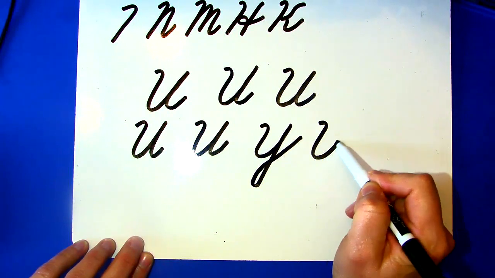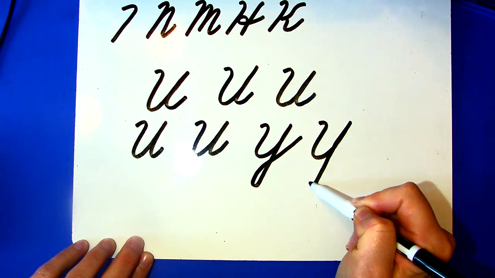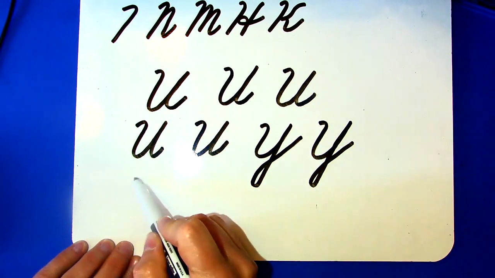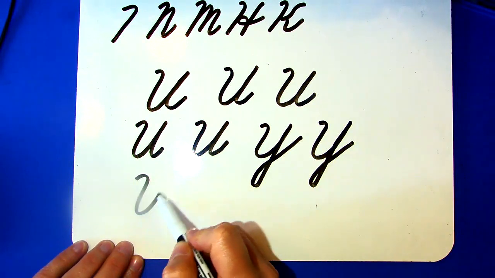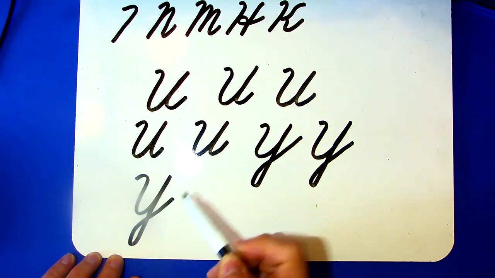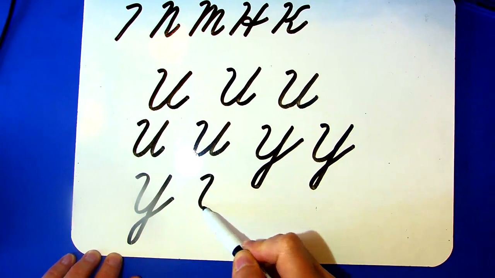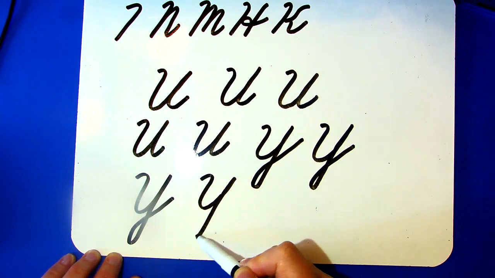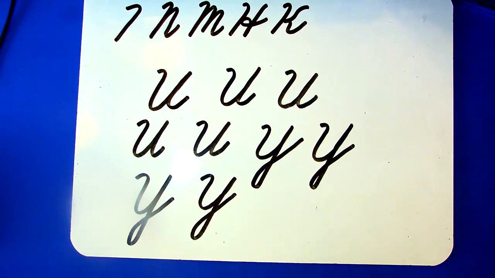Curve forward, up to the top, retrace, loop back, undercurve. Curve forward, up to the top line, retrace your steps, loop back, undercurve. And there you have it, an uppercase U and an uppercase Y.